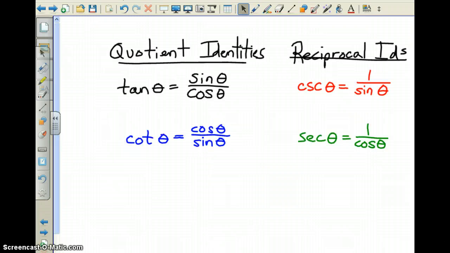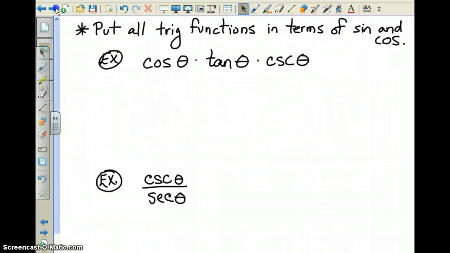As you look at these four identities, it's important to see that those other four trig ratios, tan, cot, csc, and sec, can all be rewritten in terms of the main two, sine and cos. And that's the idea that we're going to use to simplify trig expressions: we are going to try to put all trig functions in terms of sin and cos. And then we'll use some of our fraction skills to simplify.